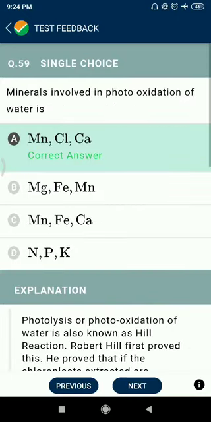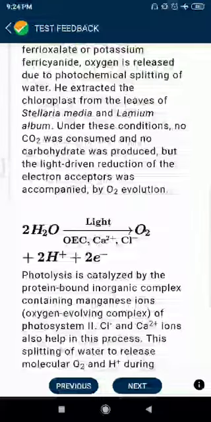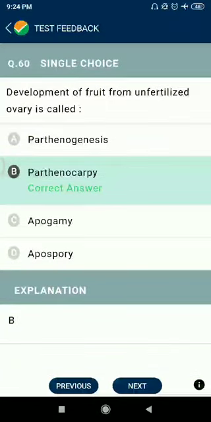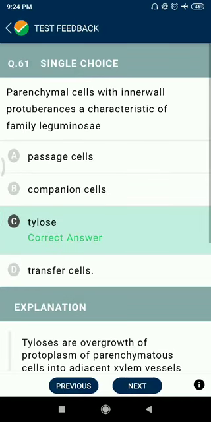Question 59. Minerals involved in the photooxidation of water are manganese, chlorine, calcium. Question 60. Development of fruit from unfertilized ovary is called parthenocarpy. Question 61. Parenchymal cells with inner wall protuberances are characteristic of family Leguminaceae, tylose.